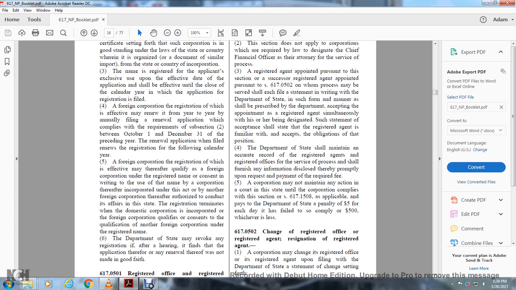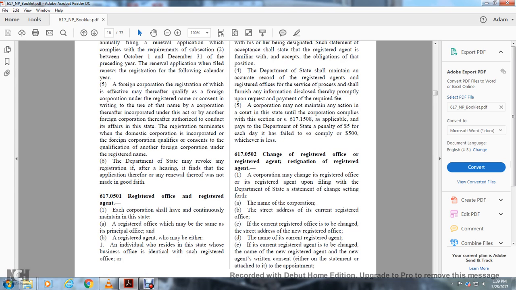5. A foreign corporation's registration, which is effective, may thereafter qualify the foreign corporation under the registered name with the written consent of the corporation authorized to use the name, or of a corporation incorporated under the act of another state, authorized to conduct affairs in the state. The registration terminates if the domestic corporation is incorporated or the foreign corporation qualifies with consent under the registered name. The Department of State may revoke any registration if, after a hearing, it finds that the application or any renewal thereof was not made in good faith.